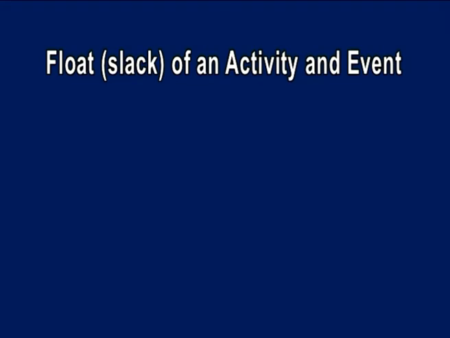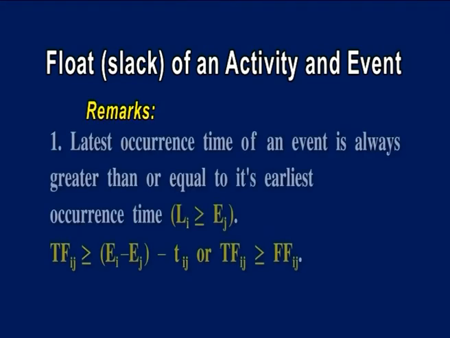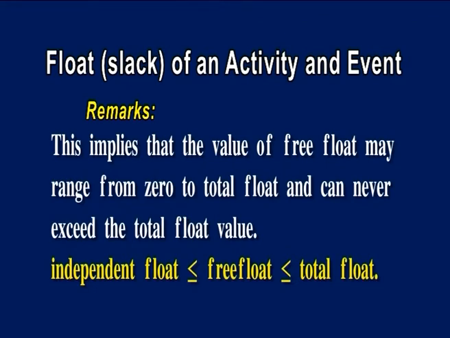Now let us have a view of the remarks. Latest occurrence time of an event is always greater than or equal to its earliest occurrence time. That is, L of i is greater than or equal to E of i. TF of ij is greater than or equal to E of j minus E of i minus T of ij, or TF of ij is greater than or equal to FF of ij. This implies that the value of free float may range from 0 to total float and can never exceed the total float value. Thus, independent float is less than or equal to free float is less than or equal to total float.